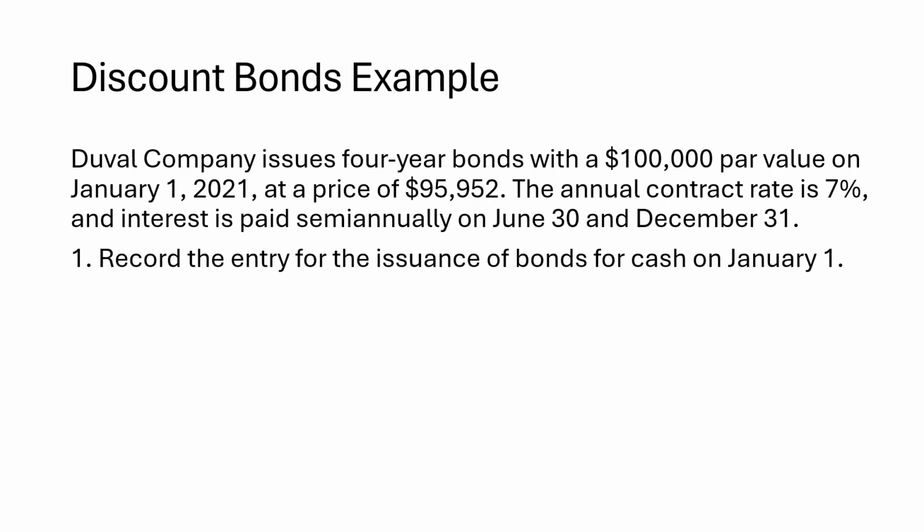So for our first journal entry, we will record the issuance of the bonds for cash on January 1st. The important things to know here are, first of all, the bonds had a $100,000 par value. The price that they sold for was $95,952. So already we see these two numbers that will be in our issuance journal entry. This takes place on January 1st. That's when they're issued.